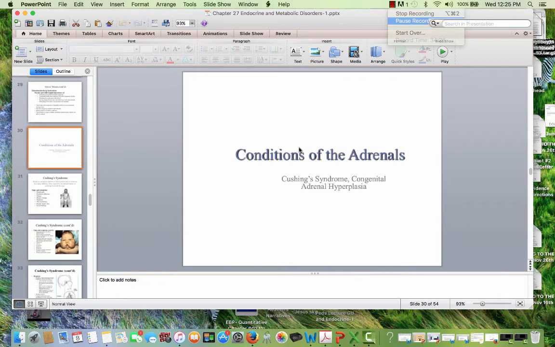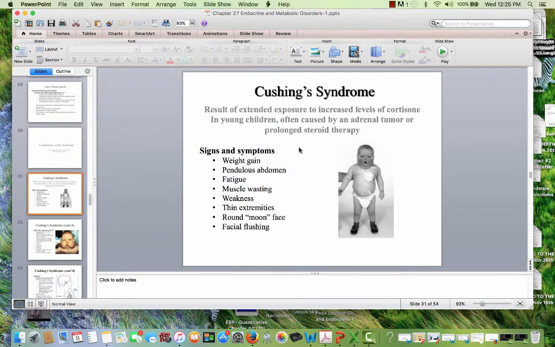Okay, I had to get a drink of water, but now I want to go over the conditions of the adrenals. We're going to talk about Cushing's syndrome and congenital adrenal hyperplasia. And so first, Cushing's syndrome.